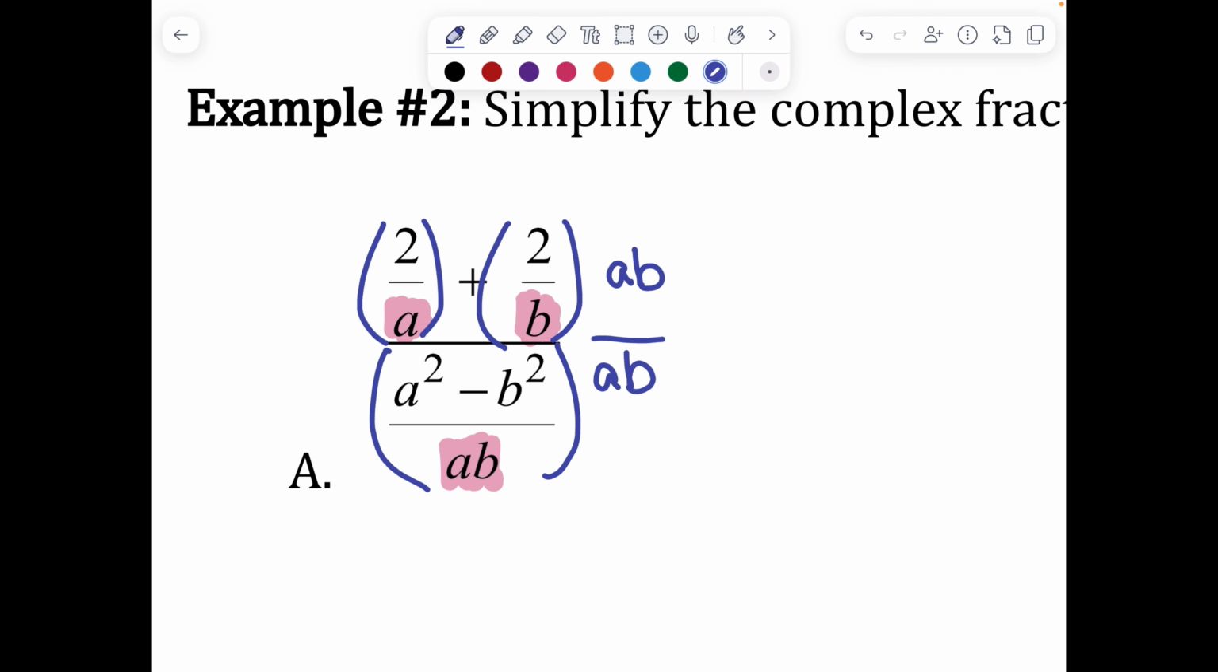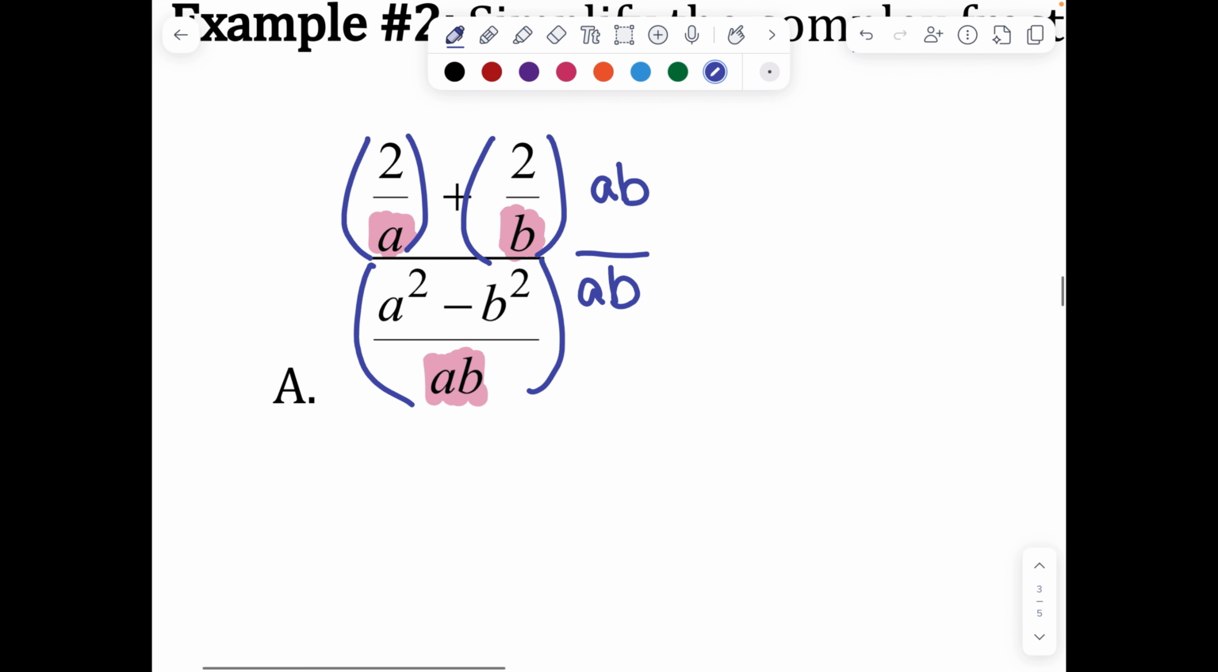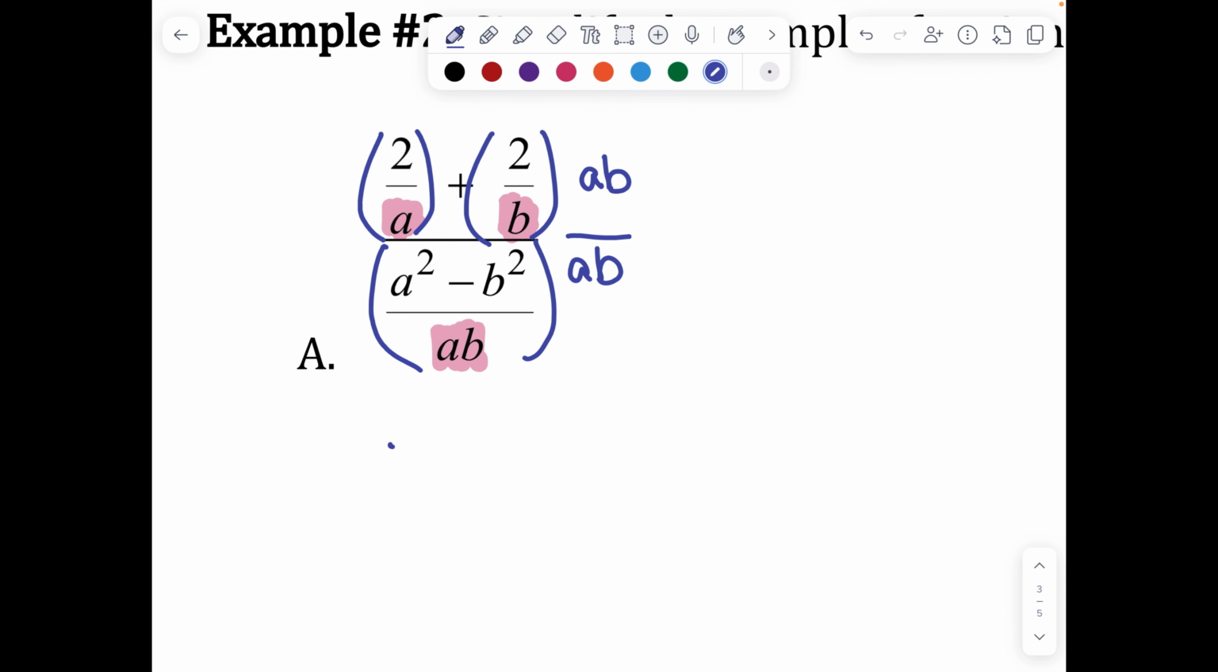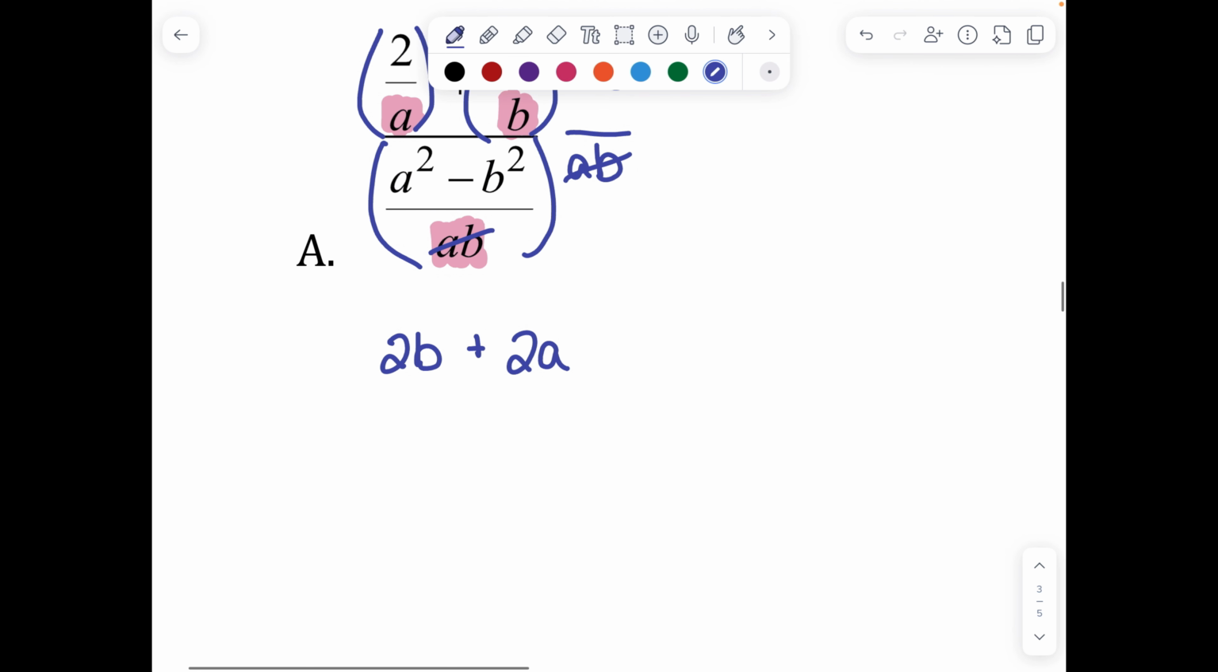So that gives us the multiplying by a factor of 1, right? ab over ab. So if I multiply 2 over a times ab, that just gives me 2b. When I multiply 2 over b times ab, that just gives me 2a. And when I multiply my denominator by ab, my ab's just cancel. So I'm just left with a squared minus b squared.